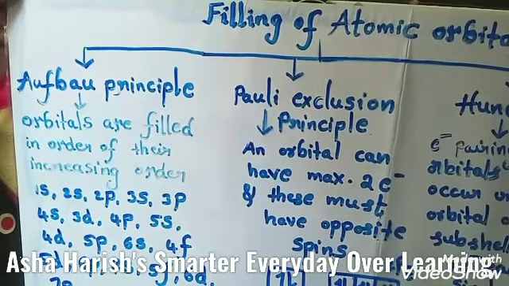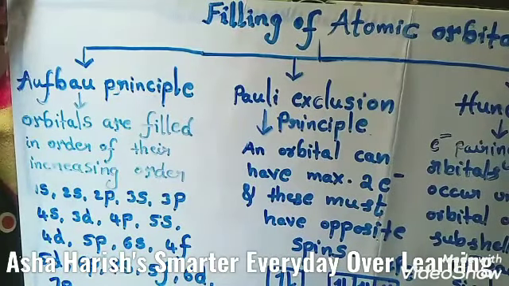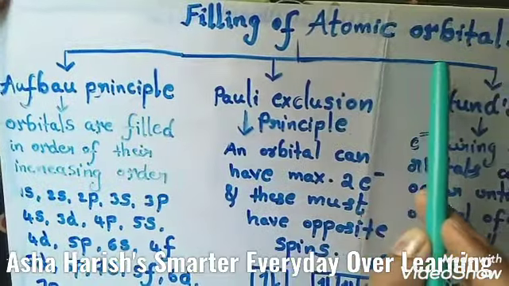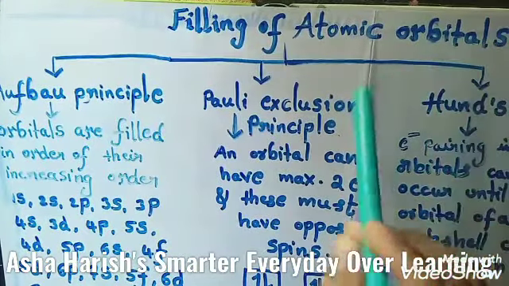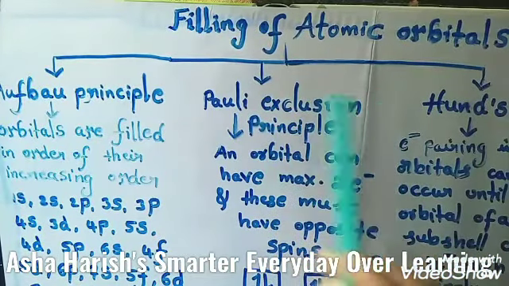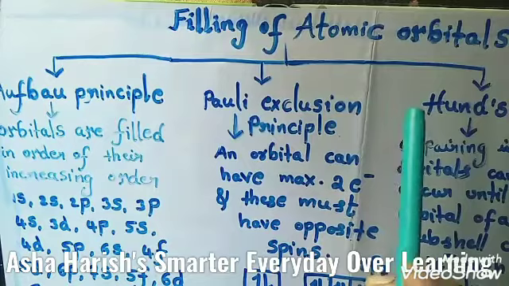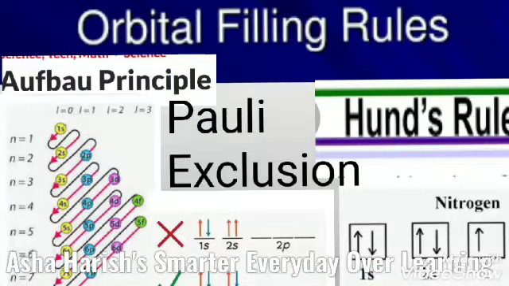Dear students, today our next topic is about the filling of atomic orbitals. That means the filling of the electrons into the orbitals of different atoms takes place according to these following three rules. The first one is the Aufbau principle, the second is the Pauli exclusion principle, and the last one is Hund's rule.